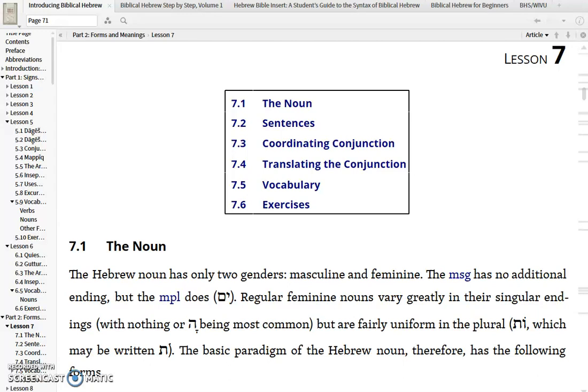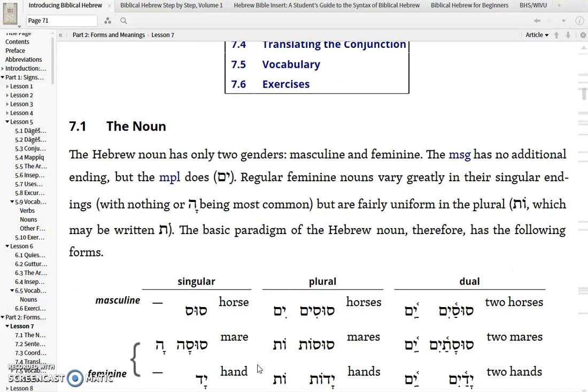I now move on to lesson 7 about the noun, sentences, and conjunctions. The noun in Hebrew has two genders, either masculine or feminine. Unlike some languages like Greek, which would also have neuter, there is no neuter in Hebrew, only masculine and feminine.